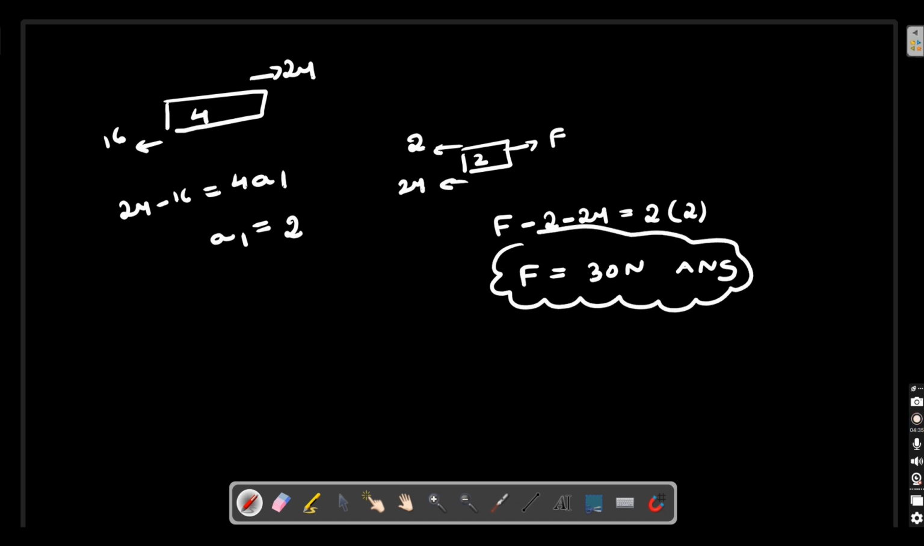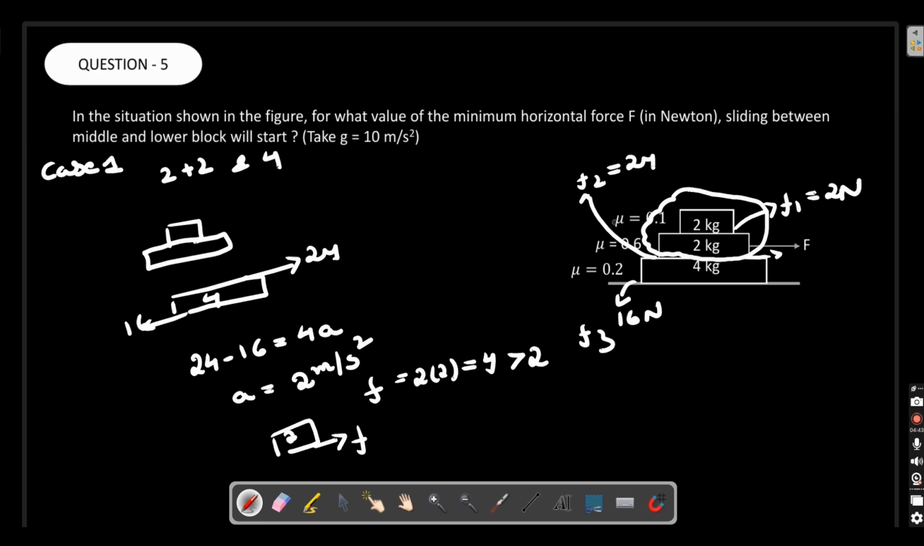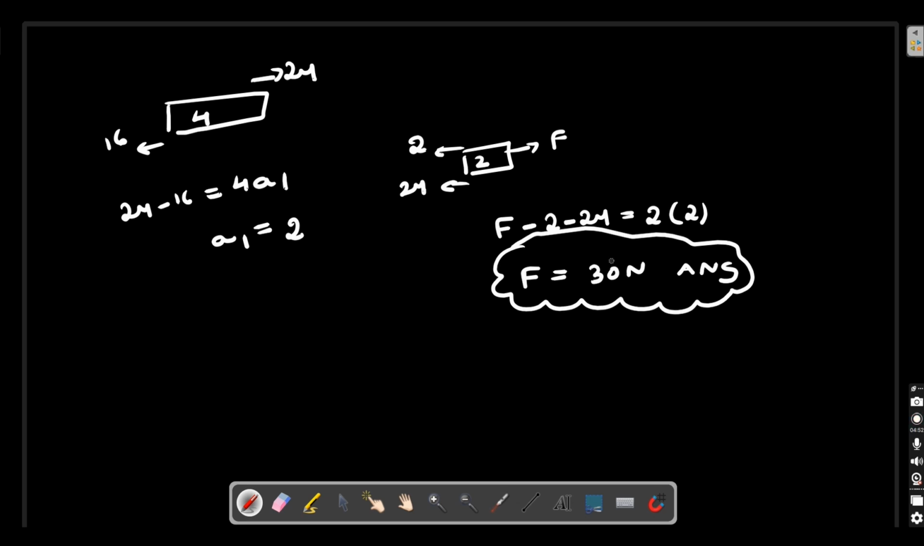Did you get the point? This is the possibility for the minimum case. What is that? This particular block moves, this particular block moves, and this moves with the same acceleration as the lower block. That is case 2. In case 2, you get F equal to 30 Newton, which is absolutely correct.